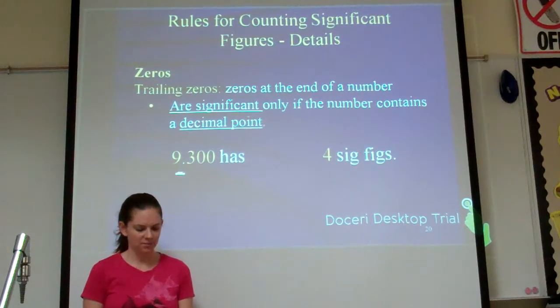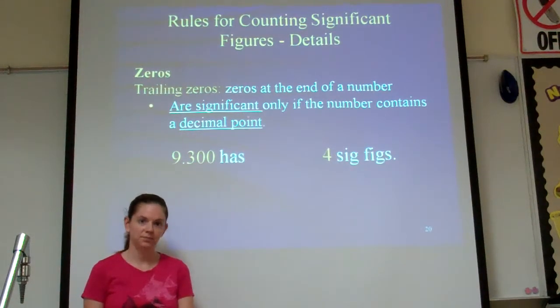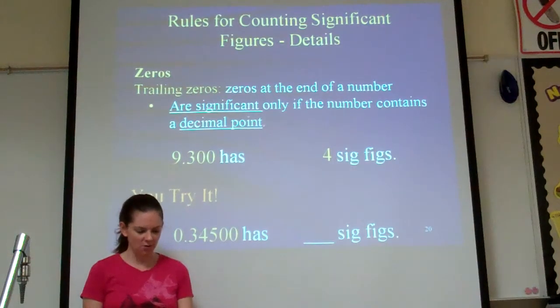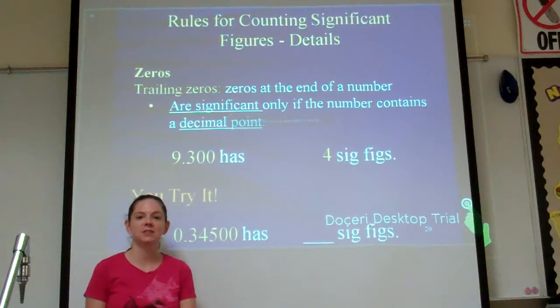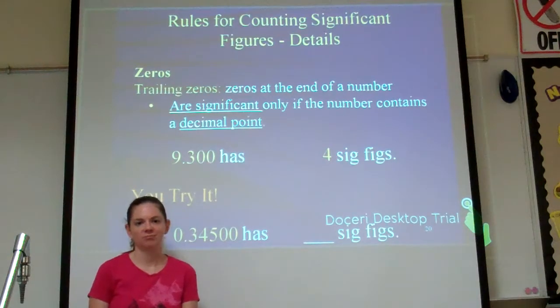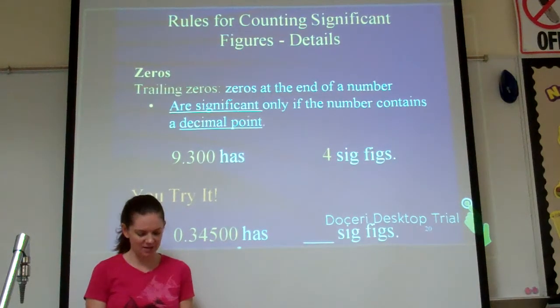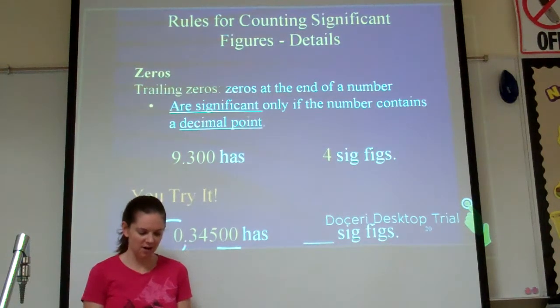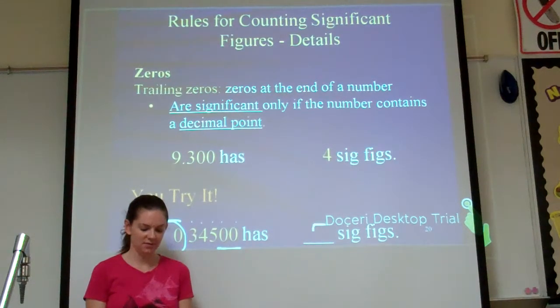Let's have you try it. If we have 0.34500, how many significant figures? There's a little trick here. I've thrown in your trailing zeros at the end, and those will be significant because there is a decimal point. But I've also thrown in a leading zero. This leading zero does not count. It is not significant. It's just holding a spot. So this number has 1, 2, 3, 4, 5 significant figures.